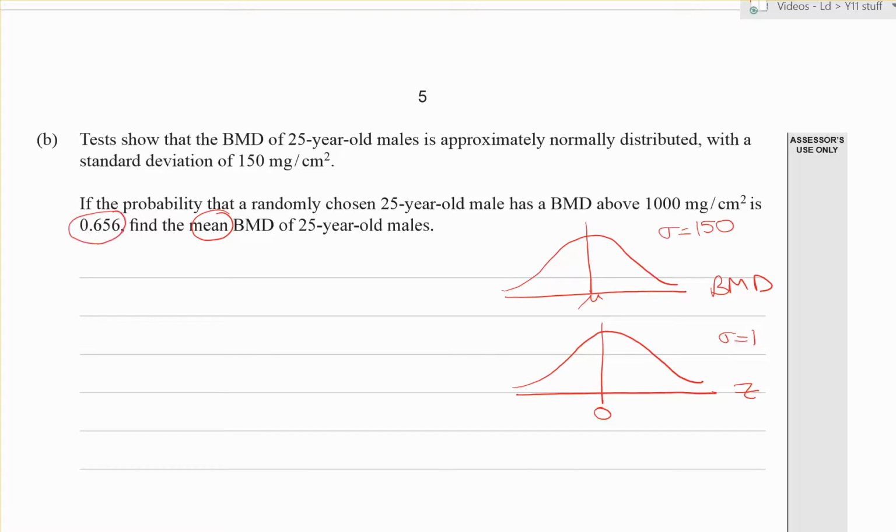Now, this is more than half. The probability that it's above 1000 is 0.656. So that tells me that the 1000 must be on this side of the mean, so that the probability of having a BMD above that is more than a half. It's 0.656. So what we need to do is go into our standard normal curve and find out what the Z value is that corresponds to 1000 on that curve.